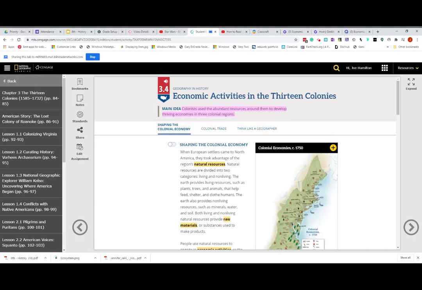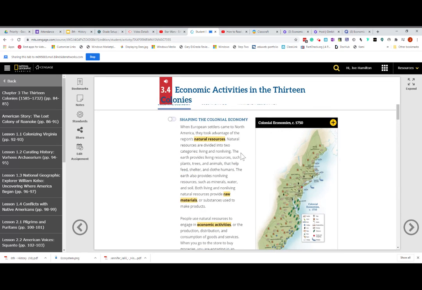Okay, so I sit back and think about that. All right. And that tells me that abundant resources, I saw that in the GIMKit. So I know that that means plenty. They had plenty of resources. So they used the resources to make money in the colonies. Cool. I look at the map.